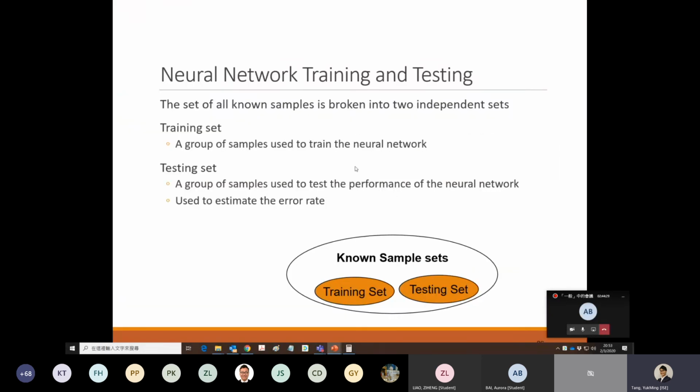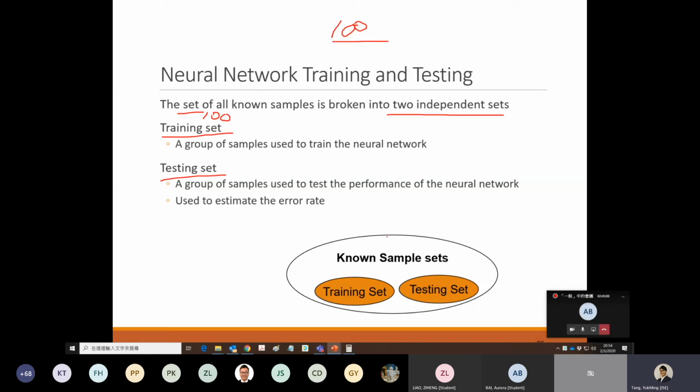When we're talking about the neural network, one major thing is that the neural network has the ability to learn something. When we're doing experiments, usually we will divide the data. For example, if we have 100 sets of data, usually we will divide them into two independent sets. One is called the training set, another one is called the testing set.